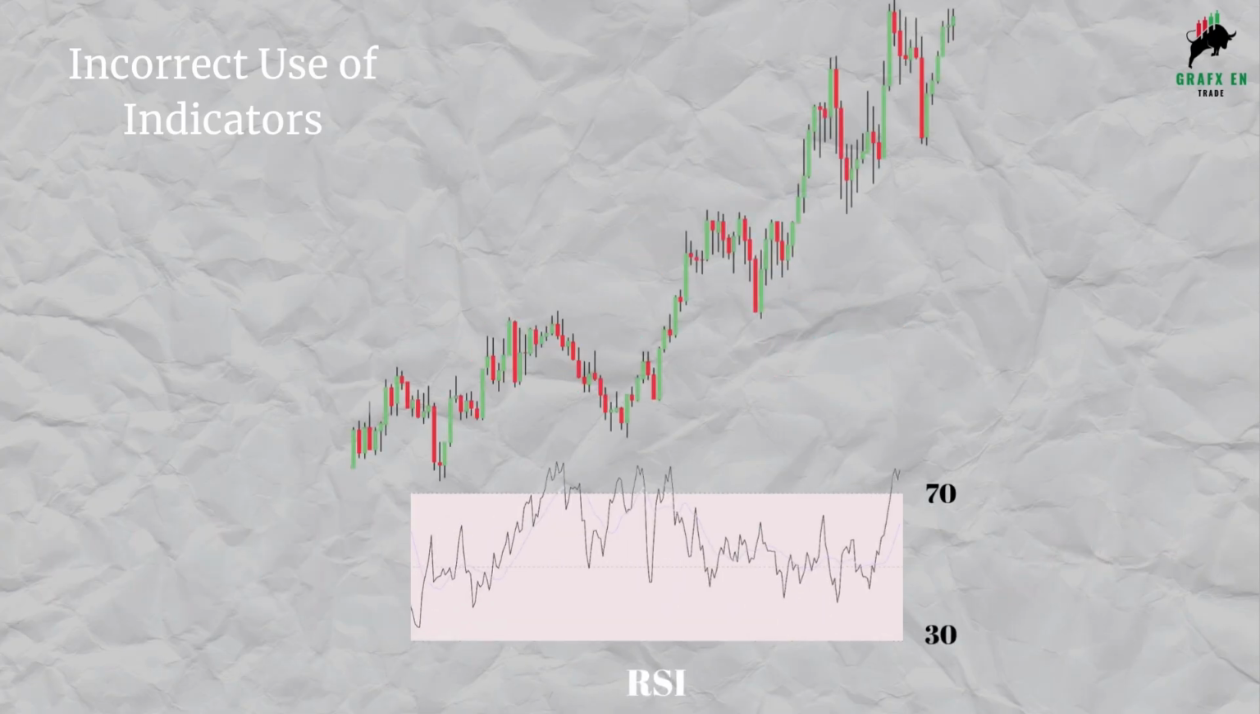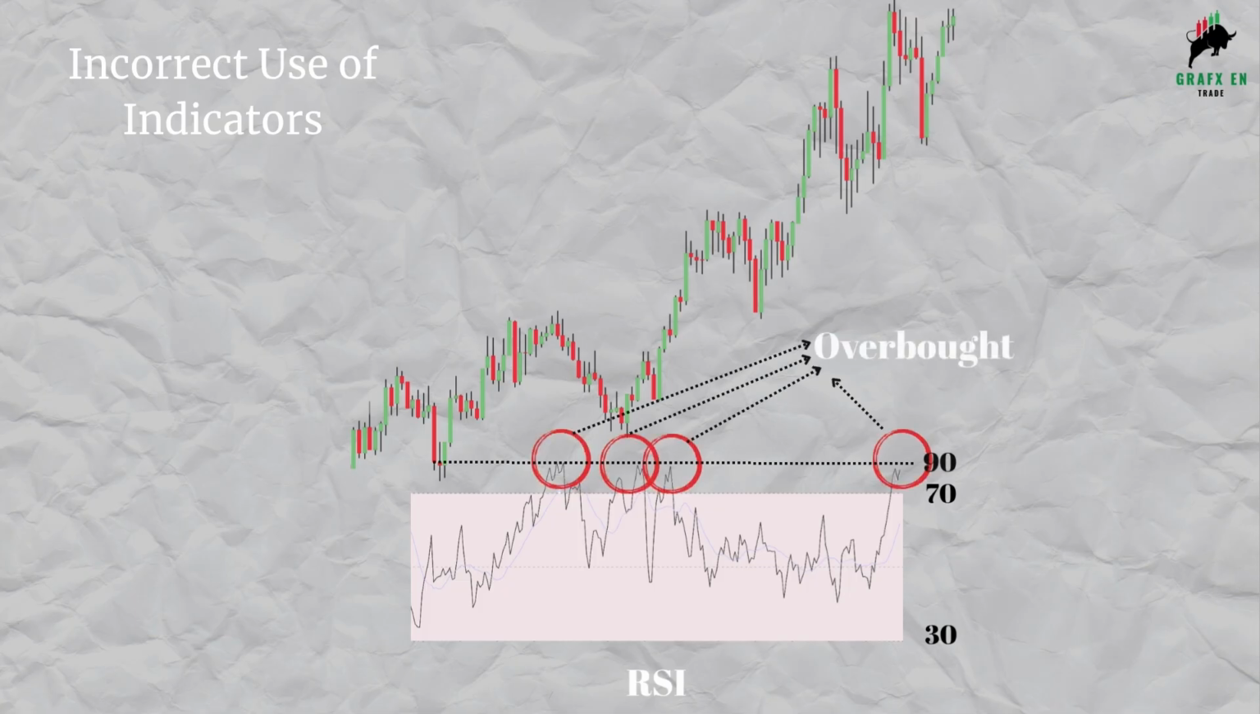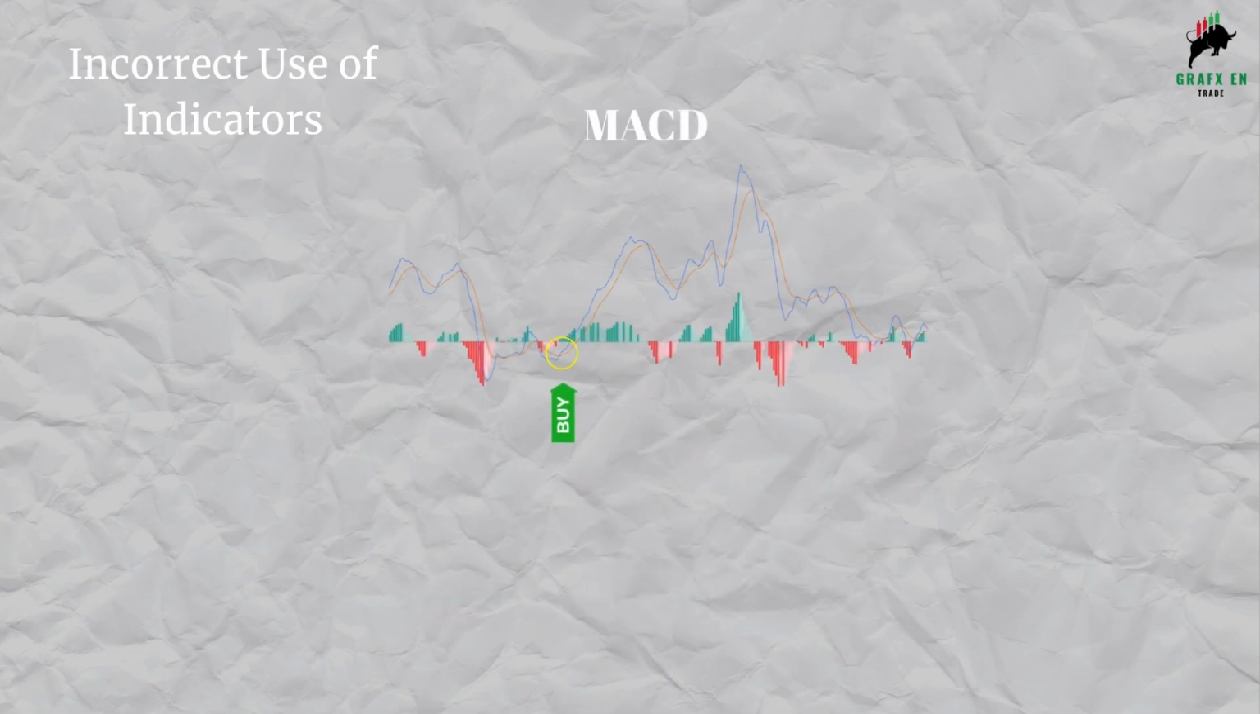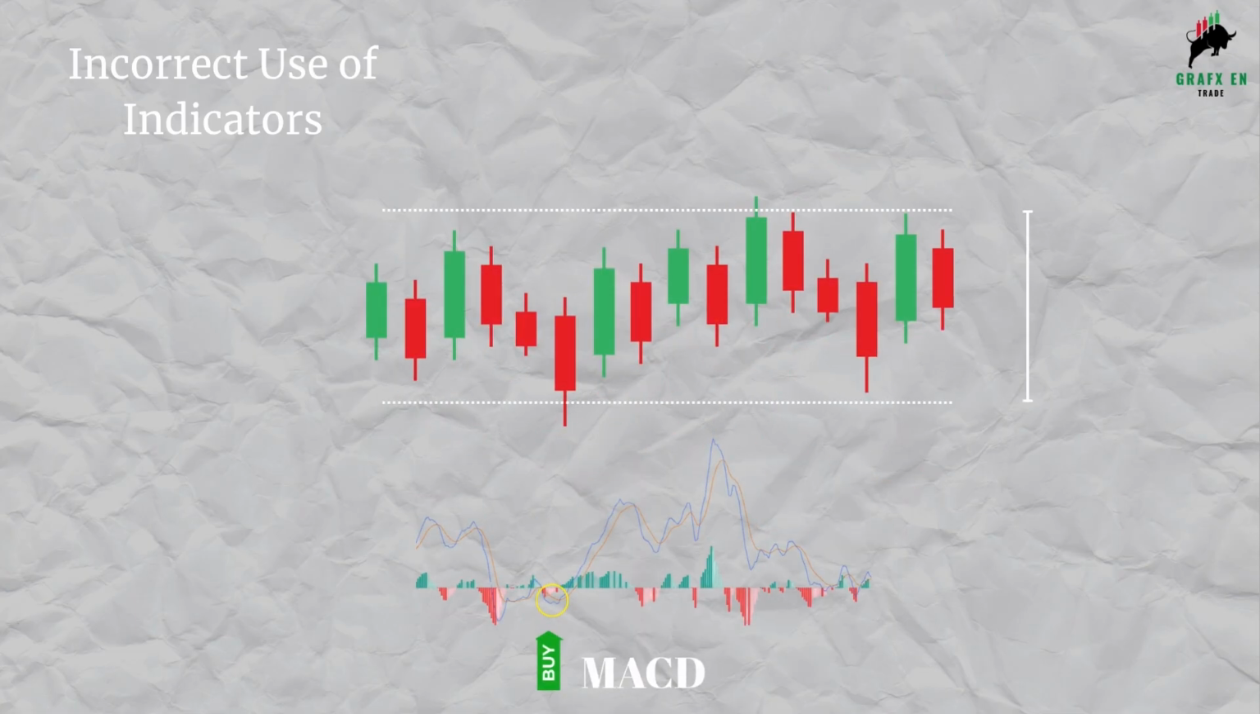RSI being above 70 doesn't always mean the price will fall. Sometimes RSI goes up to 90 and the price still keeps rising. MACD may cross, but if the price is ranging sideways, nothing happens. And you end up entering at the wrong time, hitting stop loss over and over again. That's why indicators don't give orders, they just give perspective.